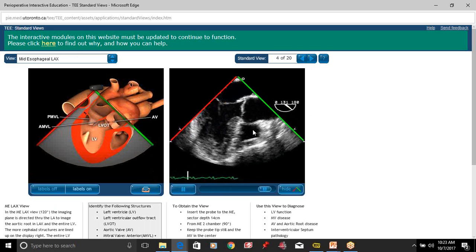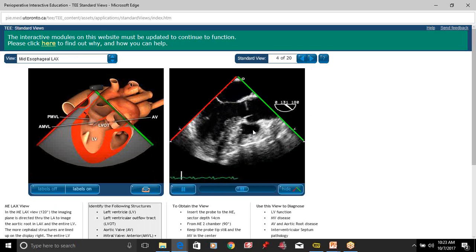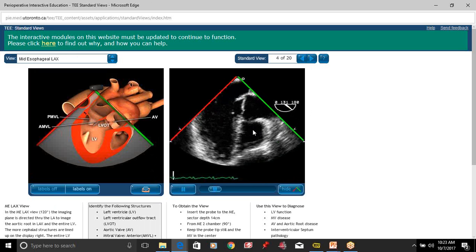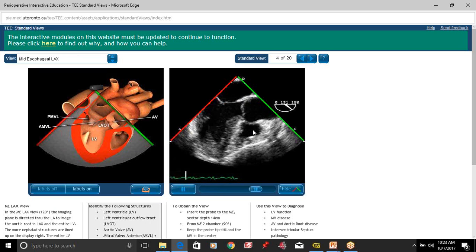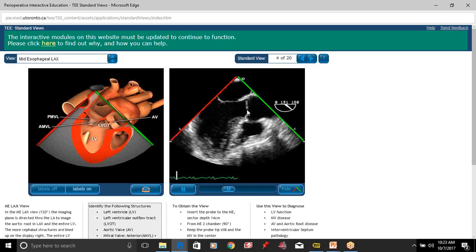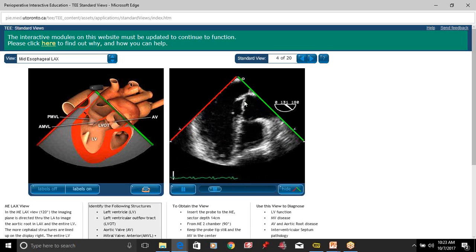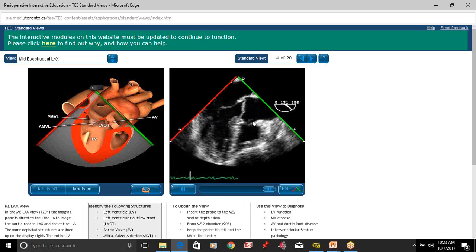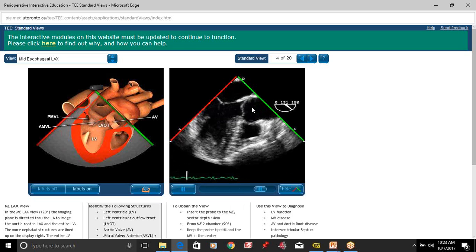So you need to have a clear understanding of the view. This is the mid-esophageal long axis view. If you're looking for aortic dissection, this is a very important view because you want to make sure that the aortic root and the ascending aorta don't have any dissection. Or if you want to just look at the aortic valve, it's a very important view.